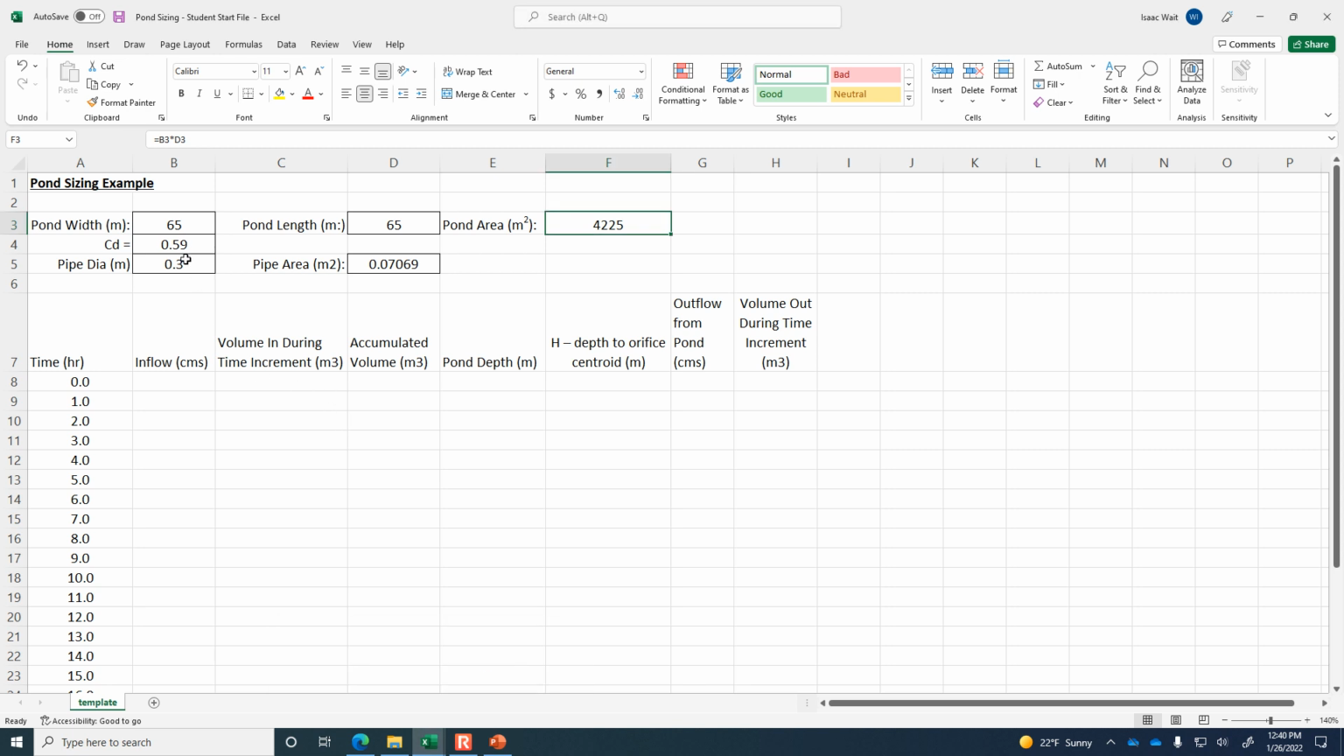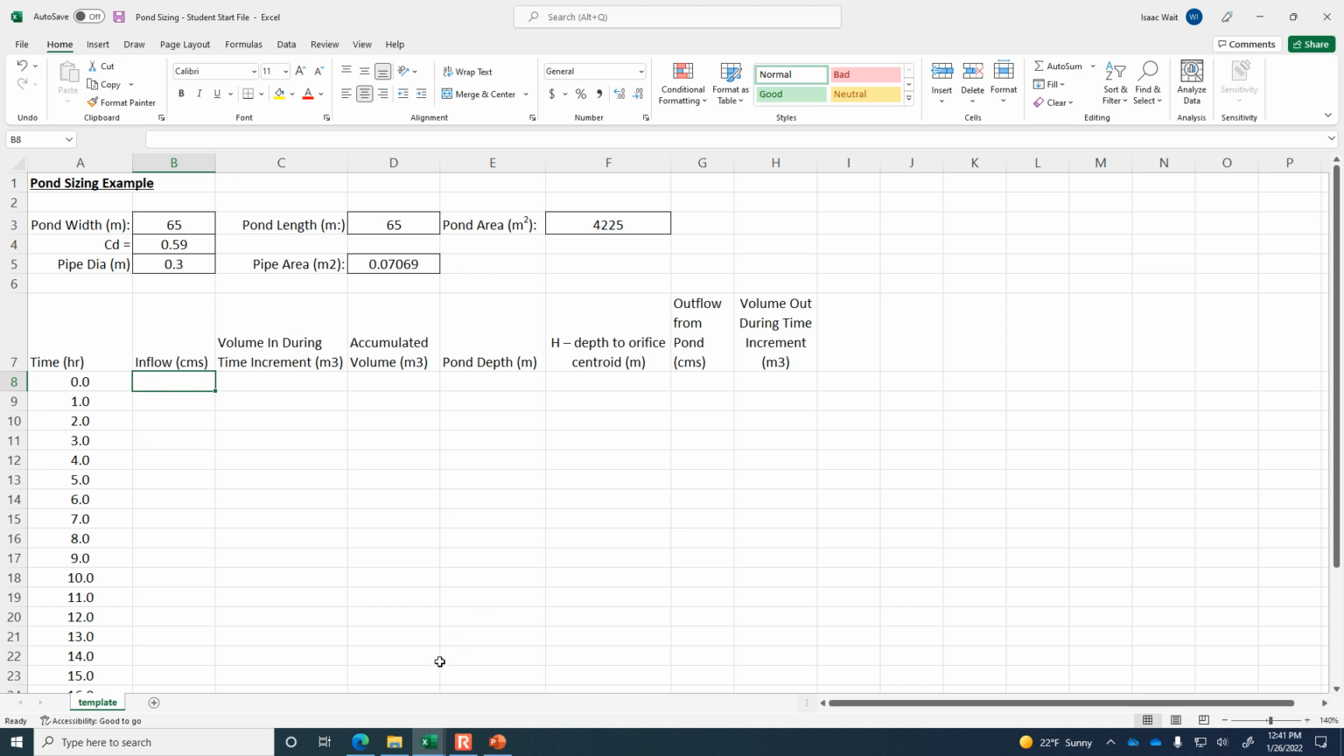Okay, so C sub D is the discharge coefficient for the orifice equation. Let's assume 0.59, and this pond's outflow pipe is 300 millimeters. So we've got the pipe area calculated.